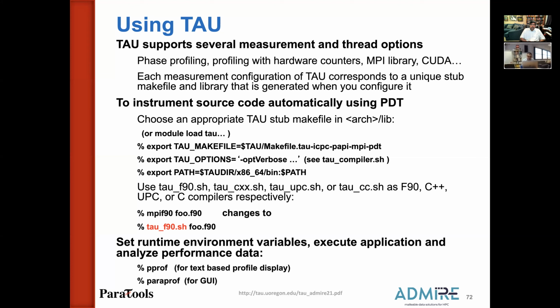Now, each configuration of TAU has a stub makefile associated with it. And if you want to use the Program Database Toolkit for source instrumentation with the TAU compiler scripts, you need to point to a particular configuration. I could say this is TAU configured with ICPC, or Intel compilers, with PAPI, MPI, PDT as a TAU makefile, and then put TAU in your path and use these scripts to compile your code. You could compile it like this, run the application, generate the profile files, and view it.